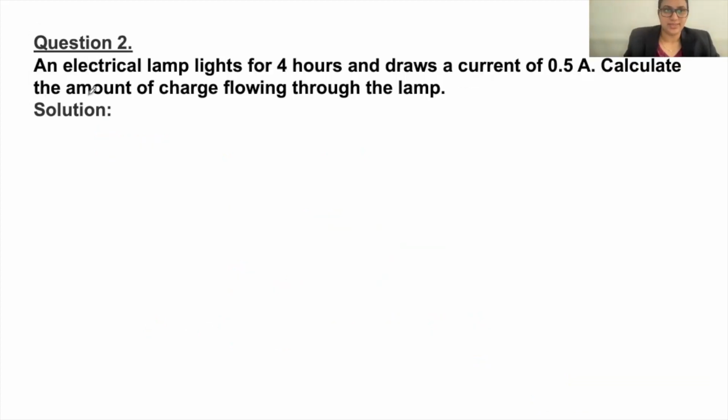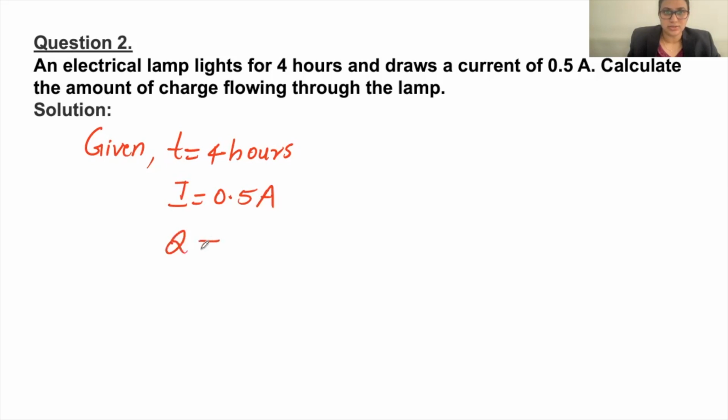Question number 2 is, an electric lamp lights for 4 hours and draws a current of 0.5 ampere. Calculate the amount of charge flowing through the lamp. So here, what is given? Given time T is equal to 4 hours and current I is equal to 0.5 ampere, and we need to calculate the charge Q.